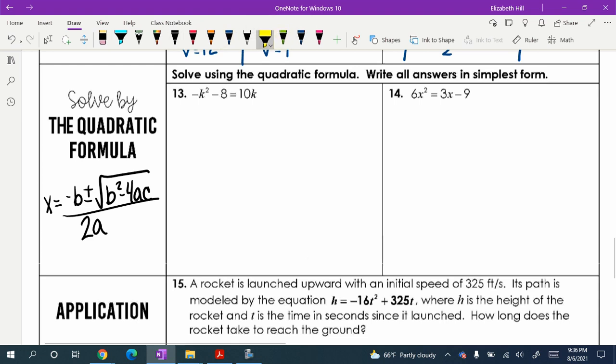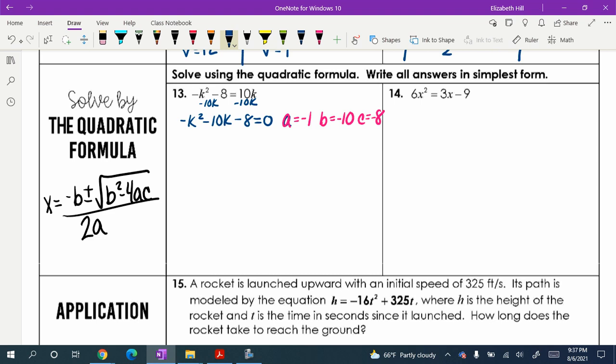Number one, like with solving with factoring, you do have to have the function equal to 0. So I would need to subtract my 10k, and you want to make sure you have it in standard form. So negative k squared minus 10k minus 8 is equal to 0. So a would equal negative 1, b would equal negative 10, and c would equal negative 8. Now, if I didn't like having negatives around, I could essentially divide everything by negative 1. That's another option for you in a situation like this, when you do it to everything.